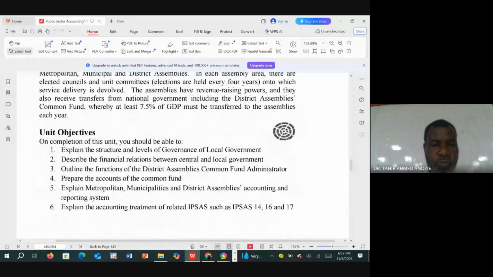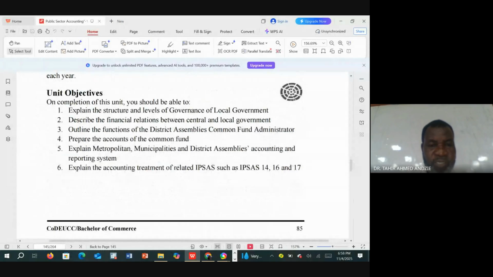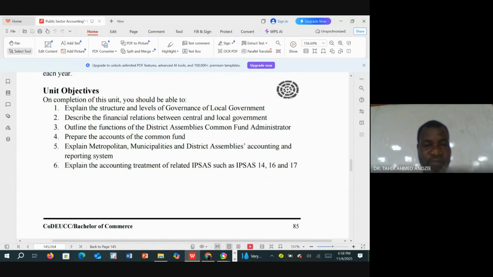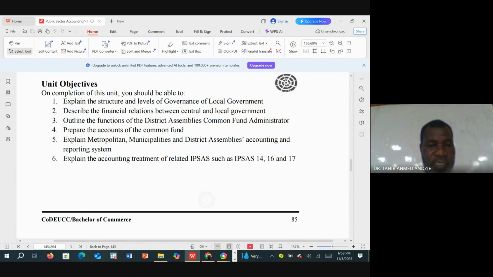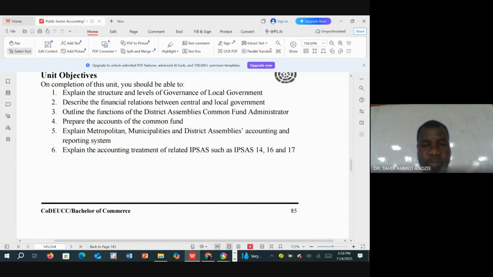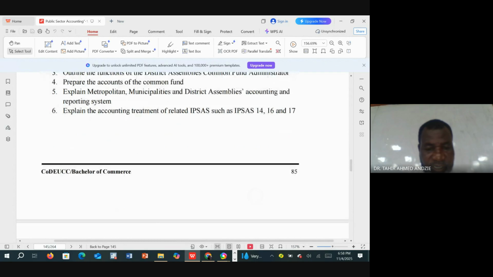All right. So by the time you go through the session, you should be able to explain the structure and levels of governance of local government. You should be able to describe the financial relationship between central and local government, and then also outline the functions of the district assemblies, common fund administrator, prepare the account of the common fund, and then explain metropolitan, municipal, and district assemblies accounting and reporting system, and then explain the accounting treatment of related IPSAS, such as IPSAS 14, 16, and 17, as we talked about.